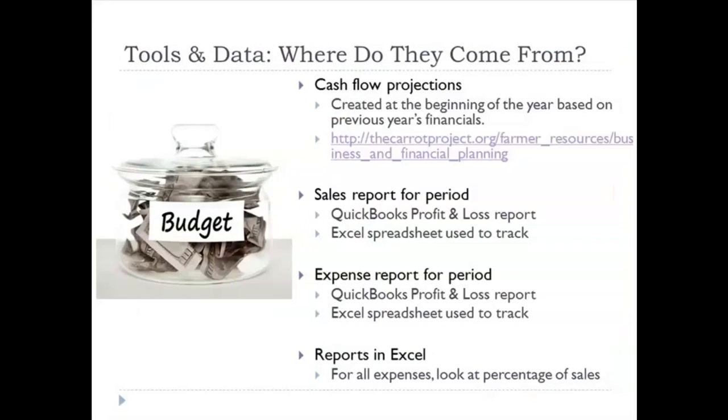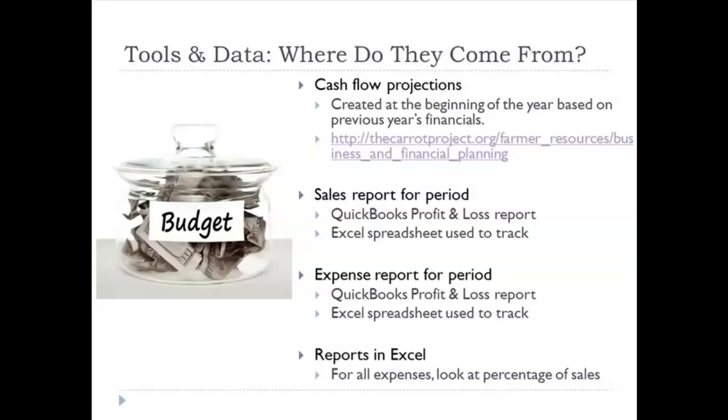So the tools and data, where do they come from? The cash flow projections, which you created in the beginning of the season. Again, a reminder, here's the spreadsheet template on the Carrot Project website, and now you're starting to see the value of having projections going into the growing season. So where do the sales numbers come from? If you're keeping your records in QuickBooks, you can run a profit and loss statement for the month or the period that you're looking at.